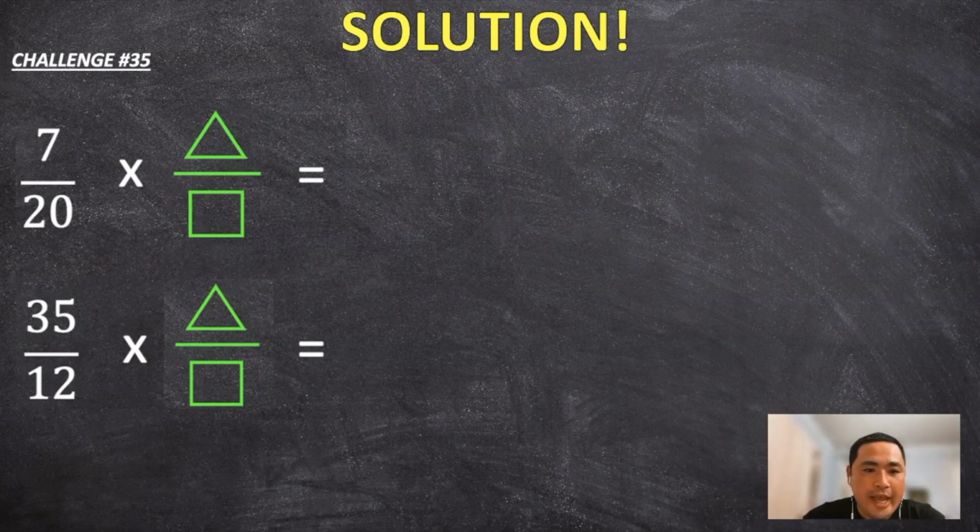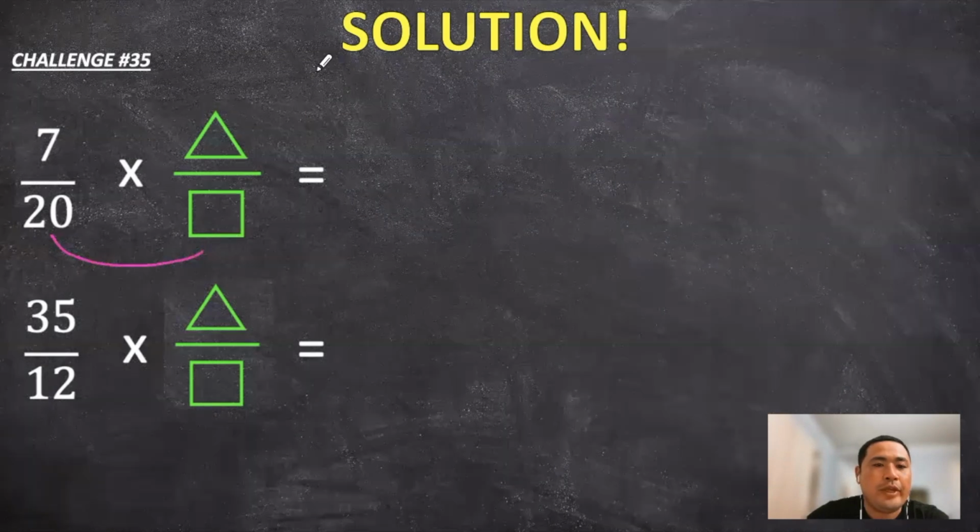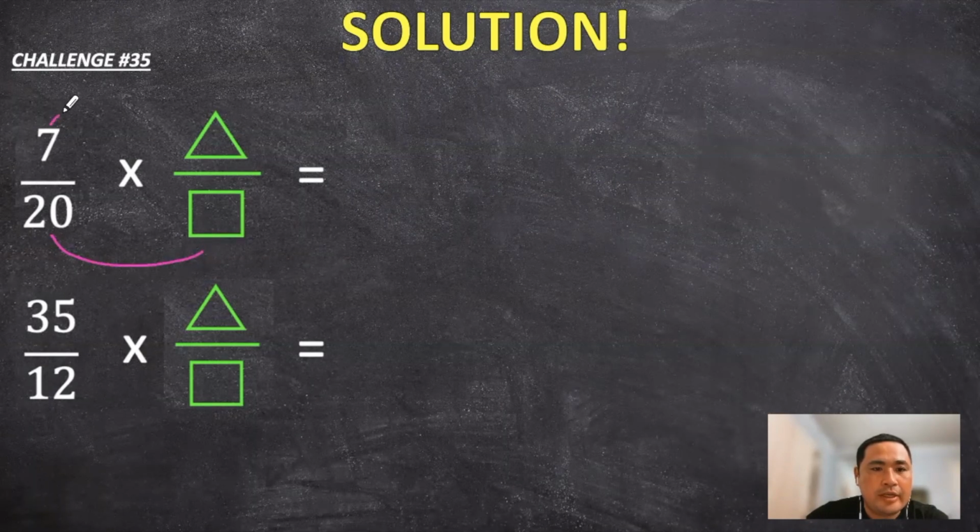Before we get into the actual solution, let's make sure we know how to multiply fractions. The way we can do that is that we are always multiplying numbers across.